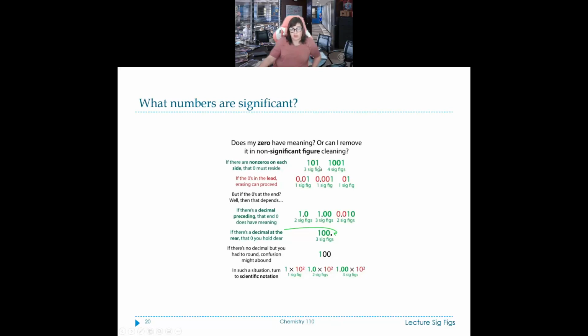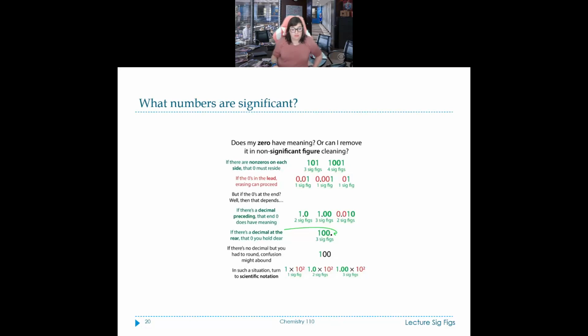So 101 has 3 sig figs. 1001 has 4 sig figs. If we're talking about 0.01, then we have 1 sig fig. 0.001 is 1 sig fig, and 0.1 is 1 sig fig. So it's only the one that's significant there. Those zeros are placeholders, and therefore would go away if we report in scientific notation. Okay, so that's what we're talking about in terms of those things. So non-zero digits are always significant. 0 digits are sometimes significant.